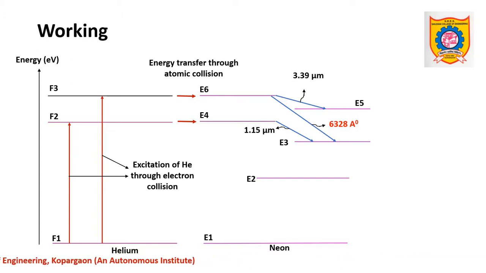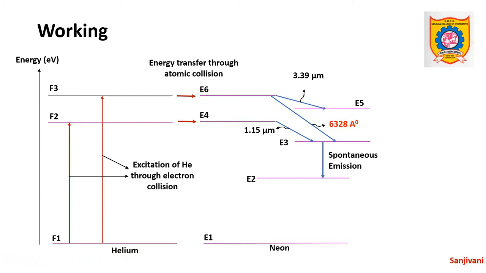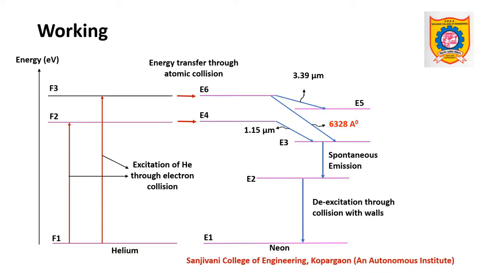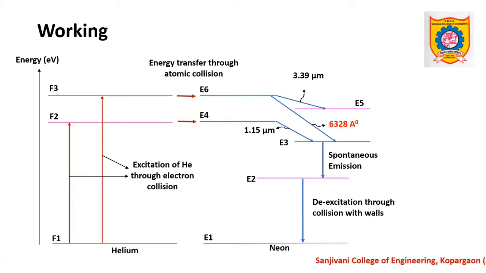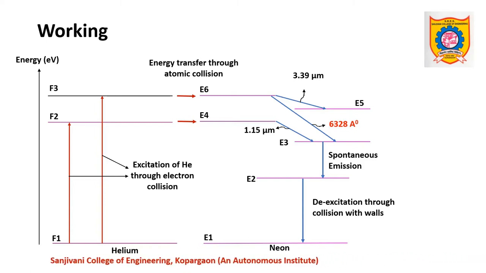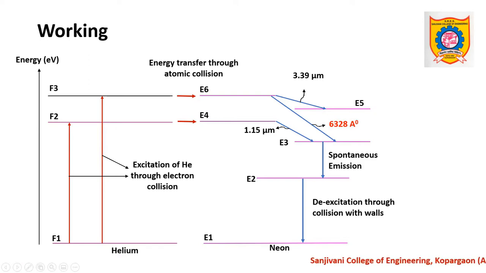The electrons from state E3 will undergo de-excitation to E2 through spontaneous emission process, and from E2 to E1 de-excitation takes place through collision with the walls of the tube. So in order to have this particular de-excitation, the tube is made narrower so that there will be suitable de-excitation. So this way neon returns back to the ground state in order to gain energy from excited helium. So this is about the working of this particular laser system.